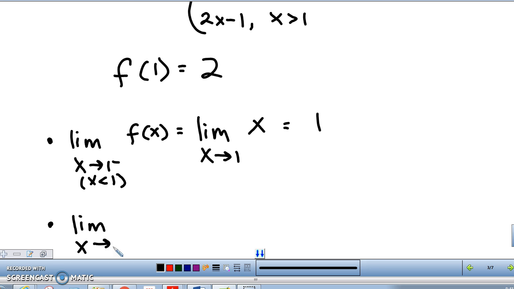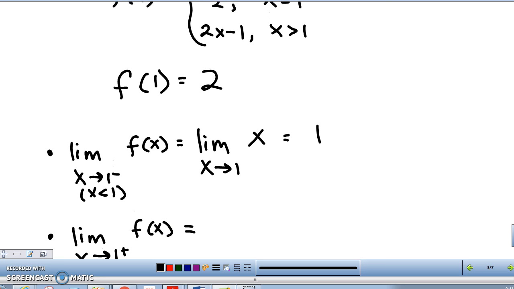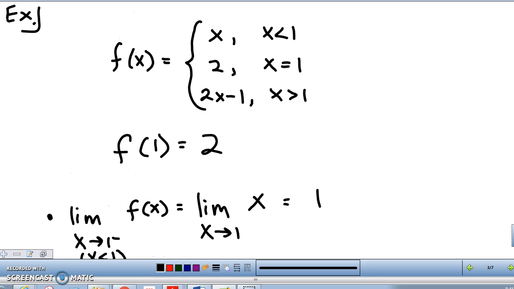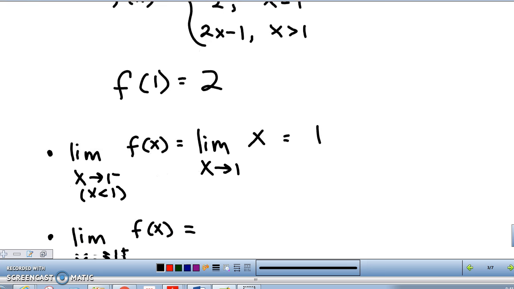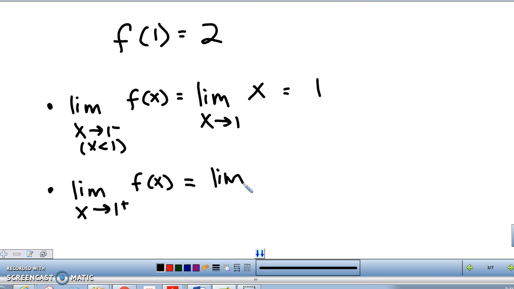The limit as x approaches 1 from the positive side of the function will be very similar to x approaching 1 from the negative side. Now we're looking at values when x is greater than 1, so we're going to look at 2x minus 1. That's the limit of 2x minus 1 as x approaches 1. No more superscript. That's 2 times 1 minus 1. So it's 2 minus 1, which is also 1.